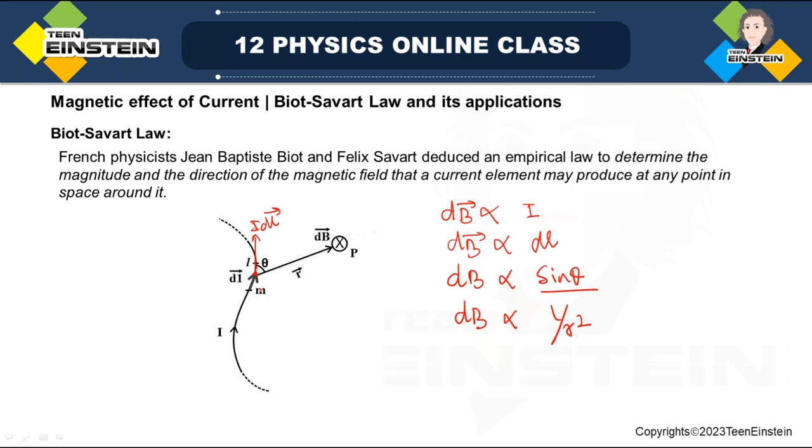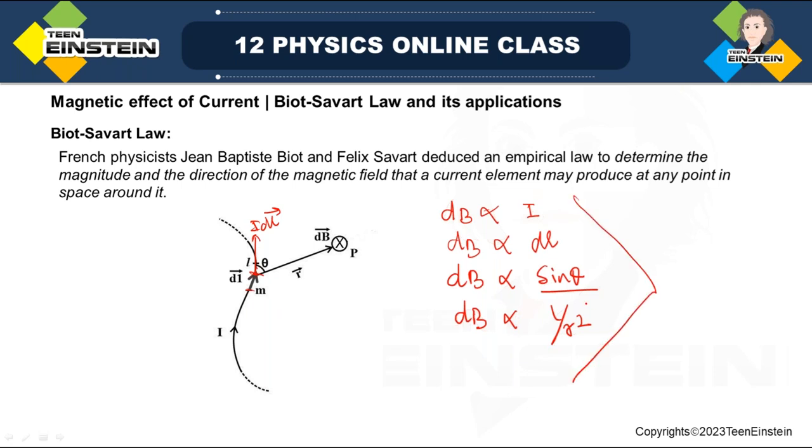Okay, I'll repeat this. Suppose I have an arbitrary shaped current conductor through which current I is flowing. If I consider a small current element Idl, as you see here, and I have to calculate the magnetic field at point P due to this current element, then according to Biot-Savart, the magnitude of the magnetic field dB is directly proportional to the current, directly proportional to the length of the element, directly proportional to the sine of the angle between the current element and the position vector, and inversely proportional to the square of the distance between the current element and the point of observation.